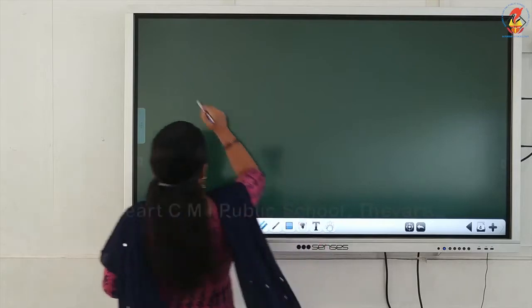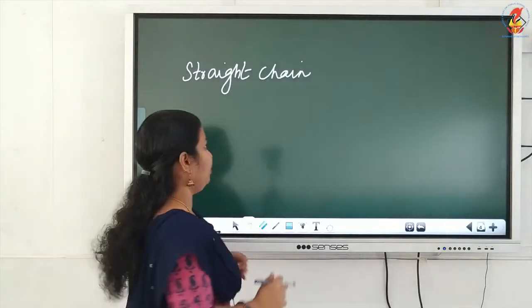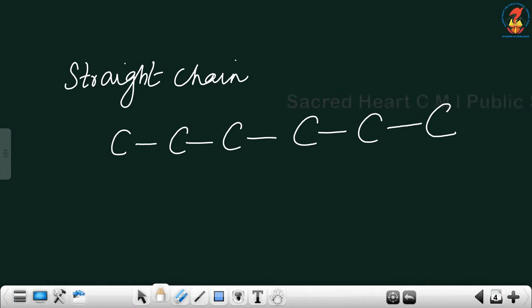So first we will see a straight chain. How carbon forms a straight chain in combination with other carbon atoms. Carbon joins with other carbon atoms, giving rise to a straight chain molecule, long chains in a straight chain. So, 6 carbon atoms in a straight chain. Between the carbons, I have put single bonds.